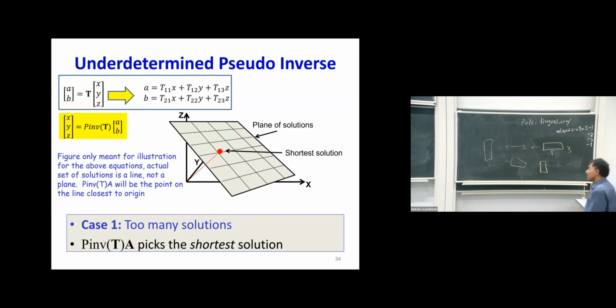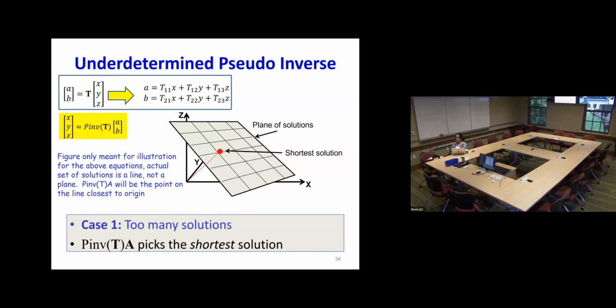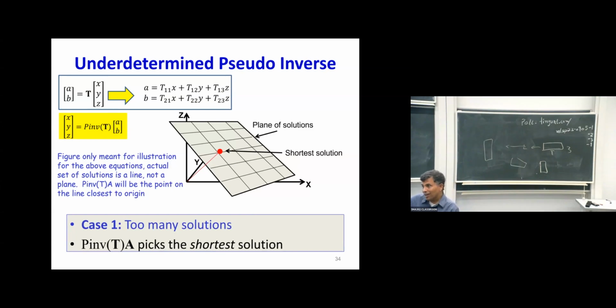So in this case, when I have an underdetermined set of equations, the solution is going to be an entire plane. Any point on this plane can be the inverse of the point that you're looking at, right? I've gone from 3 dimensions to 2 dimensions. Now I'm giving you AB, and I'm asking you what the original xyz is. Xyz could be an entire plane, right? So clearly this is not a unique answer. There's an infinity of answers.